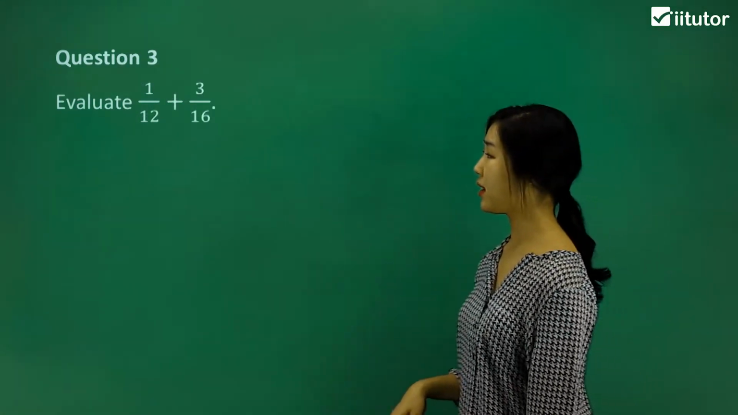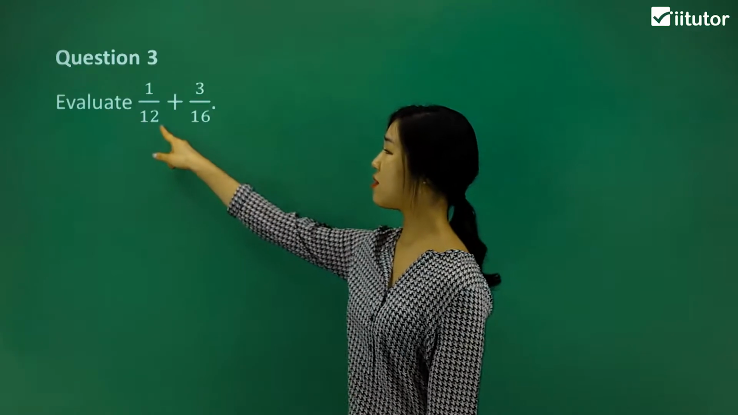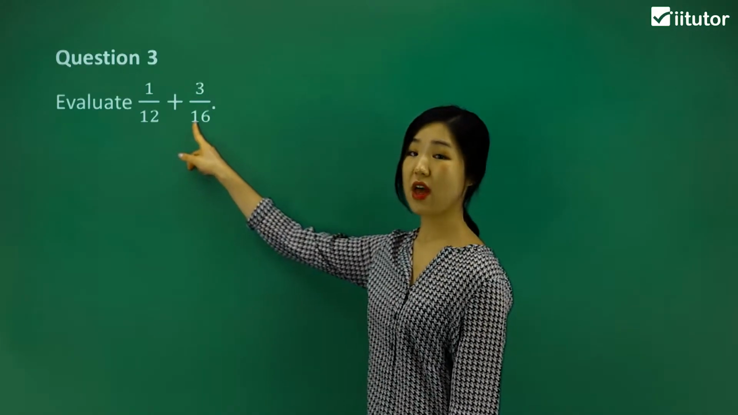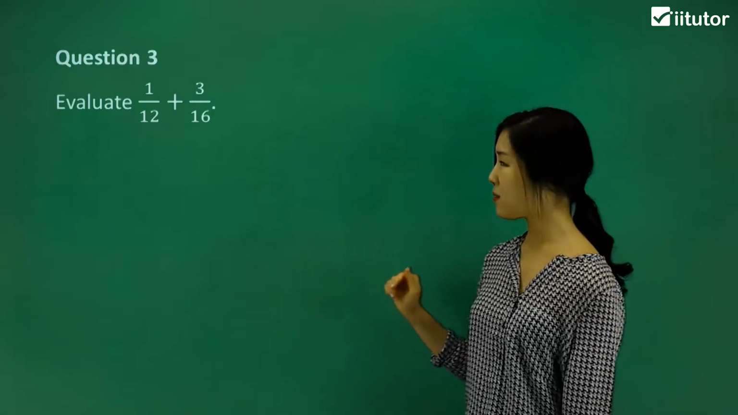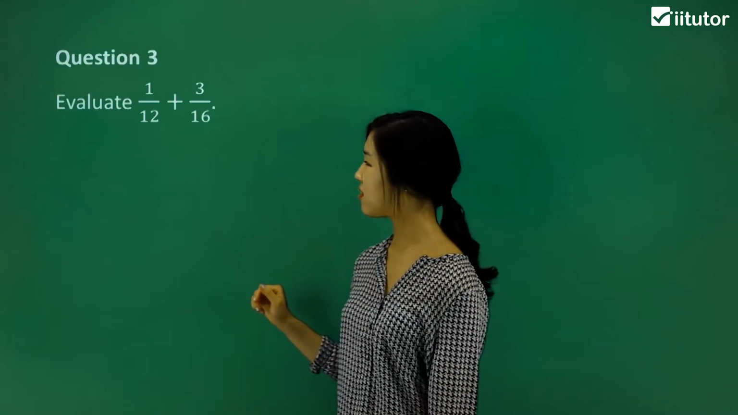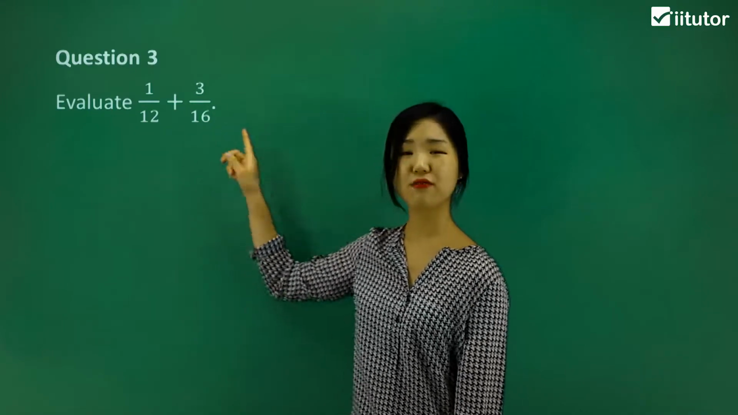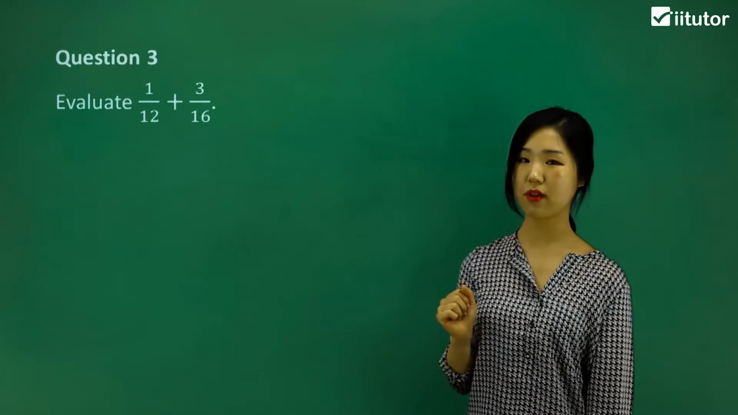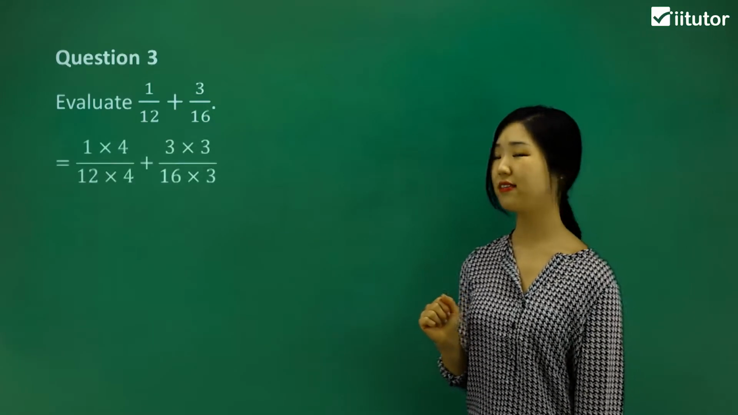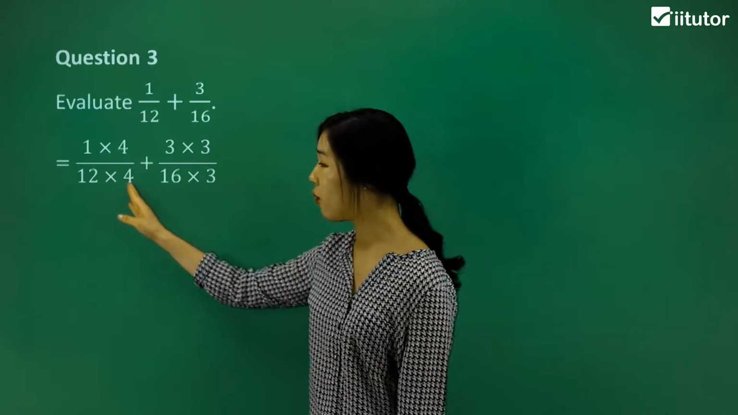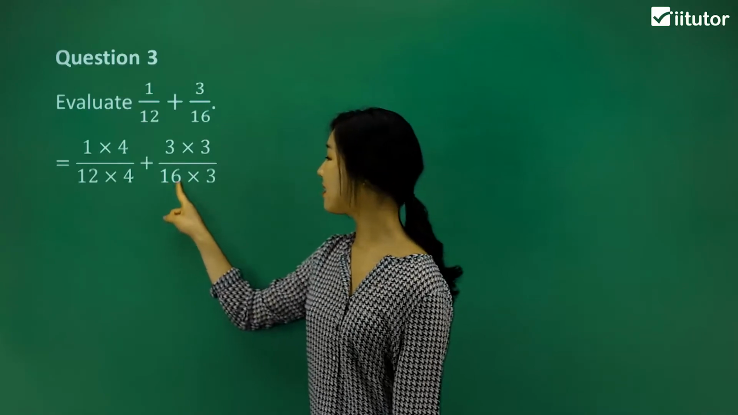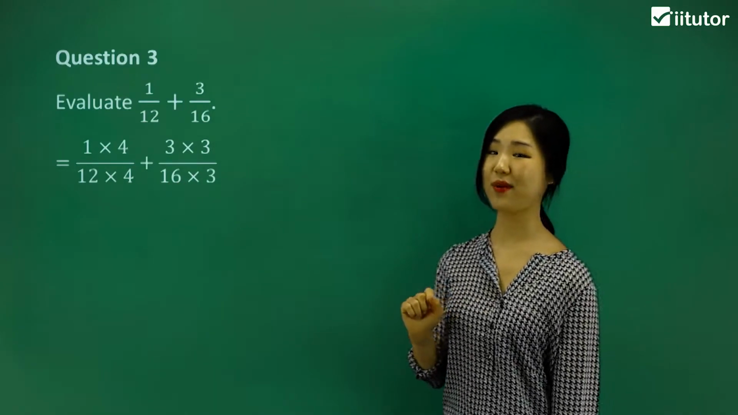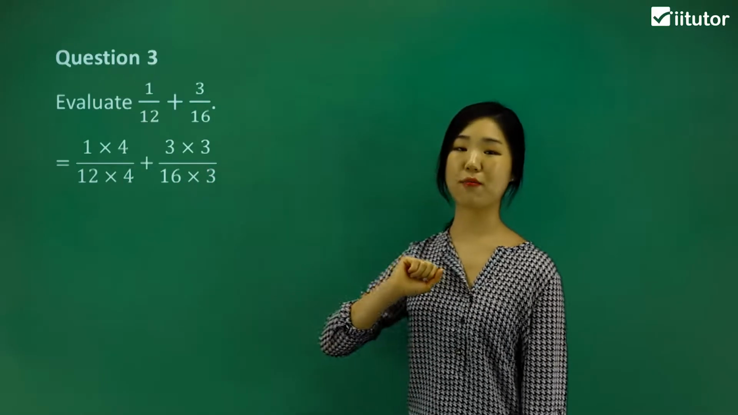Alright, question 3. We're going to evaluate. This time the denominators are again different, so therefore we have to find the lowest common multiple again. It might take a bit of time to figure it out because the numbers are a little bit bigger, but I can tell you it's 48. 48 is the lowest common multiple of these two numbers. So 12 times 4 is 48, so I'm multiplying top and bottom by 4. And 16 times 3 will get us 48 as well, so multiply both top and bottom by 3.